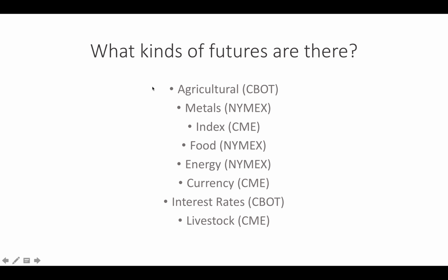We're going to talk about these multiple types of futures. There's actually quite a lot. So there's agricultural, which are traded on the Chicago Board of Trade, and this means wheat, corn, many types of things. There's metals, which are traded on the New York Metals Exchange, and so gold, platinum, silver, you name it. Index, which are the Chicago Mercantile Exchange, and index futures are S&P 500, Dow Jones, all this good stuff.